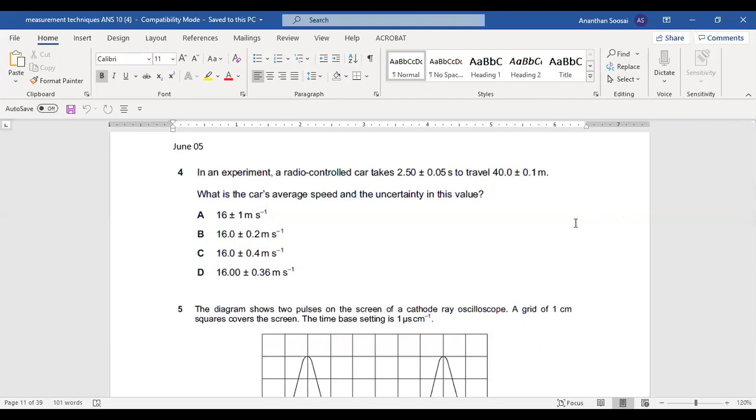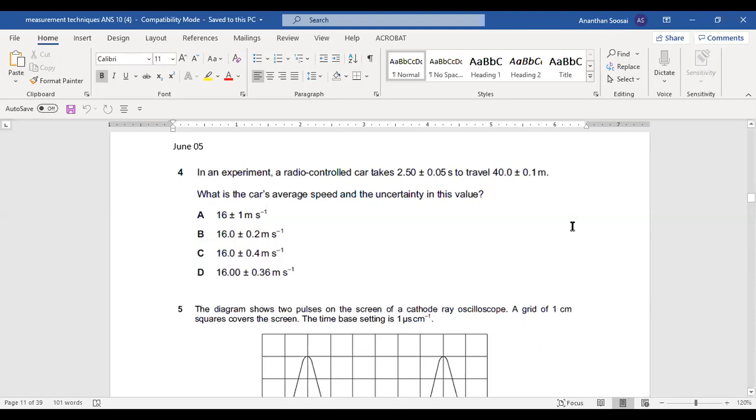Okay, any problem here? This is the preliminary one, quite a basic one. What do you have to do whenever there is an uncertainty question? First, you must write the formula. If the formula is not given, write a formula. Symbol not given, write your own symbol. Just now I wrote S equals to D over T. I created the symbol. Then write the uncertainty formula. Then get the answer.